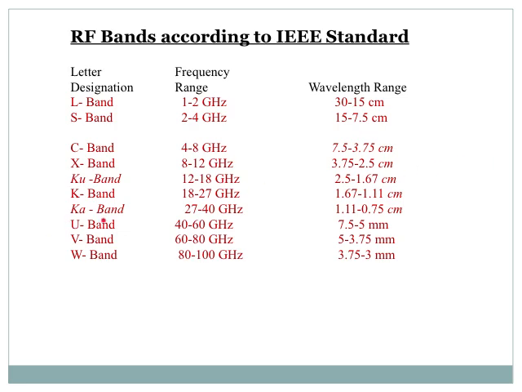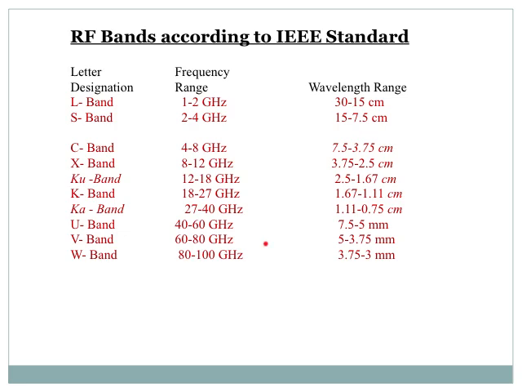Next is Ka band. For Ka band, the frequency range is 27 to 40 gigahertz, and the wavelength range is 1.11 to 0.75 centimeter. Next is U band. For U band, the frequency is 40 to 60 gigahertz, and the wavelength is 7.5 to 5 millimeter. Next we have V band. For V band, the frequency range is 60 to 80 gigahertz, and the wavelength is 5 to 3.75 millimeter.